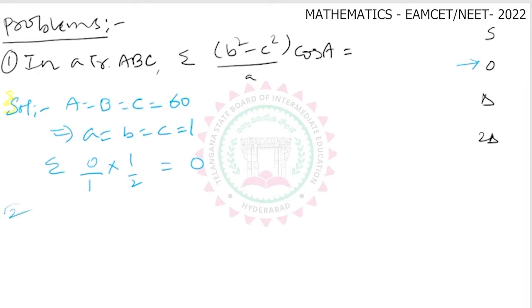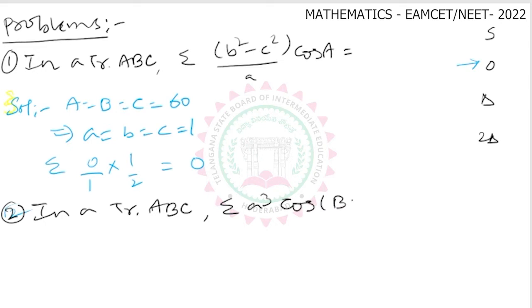Similarly, second question. In a triangle ABC, this is a repeated question. In a triangle ABC, sigma a cube into cos of B minus C is equal to, the options are abc, 2abc, 3abc, and the fourth option is 0, right?